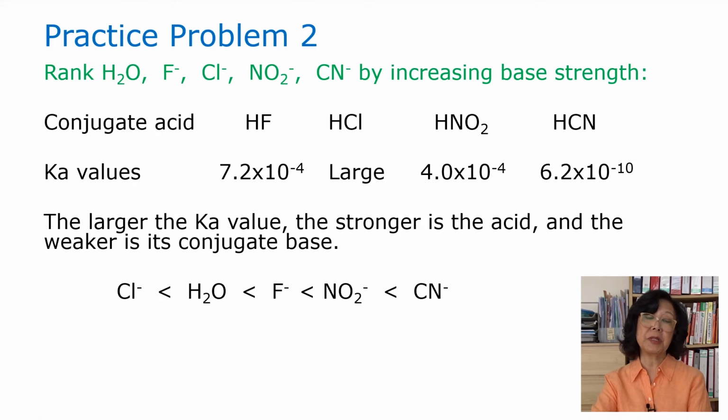Now we put water somewhere in between the chloride and the fluoride ion, because from the previous slide you may remember that water as a base is stronger than the conjugate base of a strong acid, but weaker than the conjugate base of a weak acid. Therefore, it's ranked between chloride and fluoride ion.